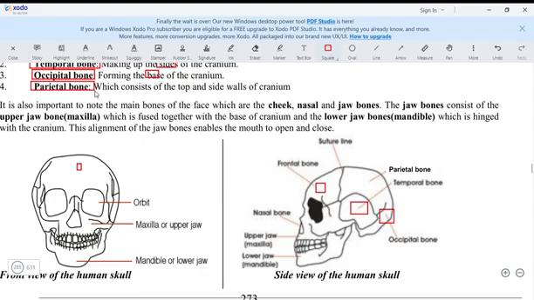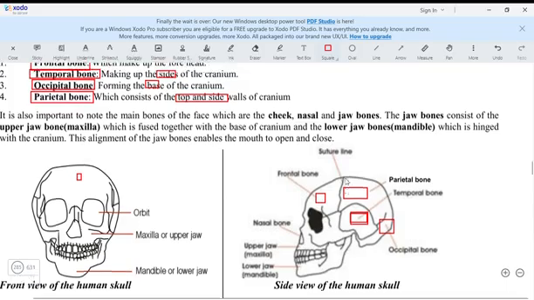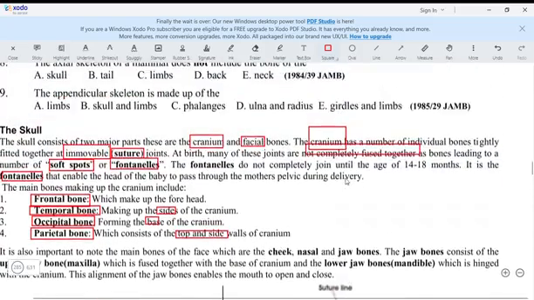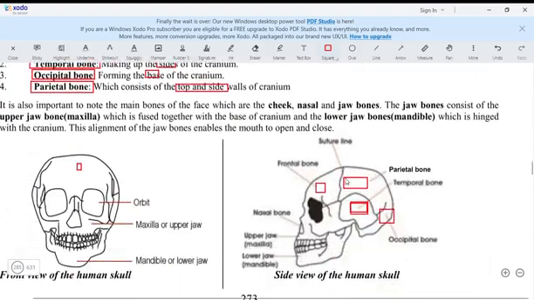Then parietal, which consists of the top and side walls. So that means it's actually close to the top yet still beside. Unlike temporal, which is completely by the side, parietal is by the side but yet at the top. So these are the parts that make up the cranium, the brain box.